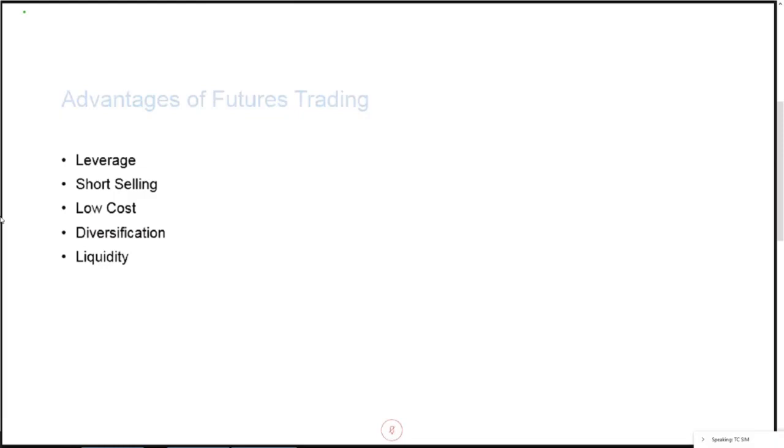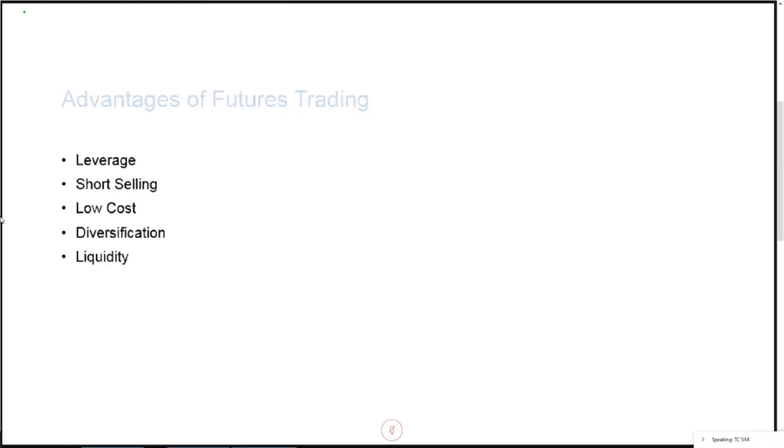Now, futures are relatively cheap to trade. Of course, this part is entirely your and your broker's negotiation. But I can tell you from experience, I've been doing this for the bigger part of the last 30 years, it is the cheapest product to trade in unit cost terms.